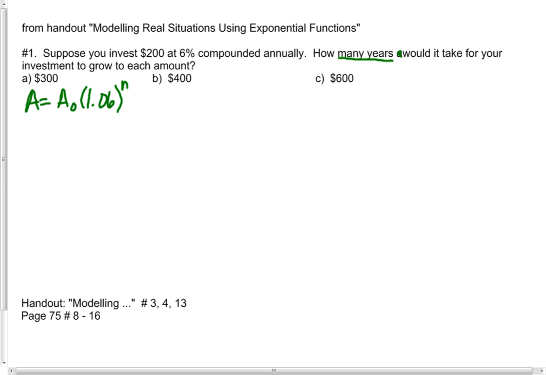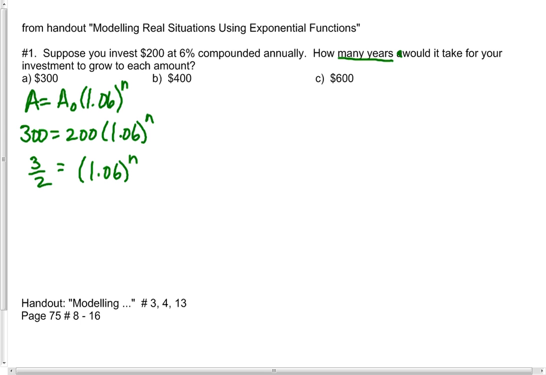I think those are the letters you would have used last year. We have an exponential function graph. I want to know how long it's going to take my $200 to become $300 at this rate. So I want to solve for the exponent, which is always the harder thing to do. So first thing I would do is divide both sides by 200. So I would end up with 3 over 2, or 1.5, equals 1.06 to the n. And now I want to know what my exponent is.